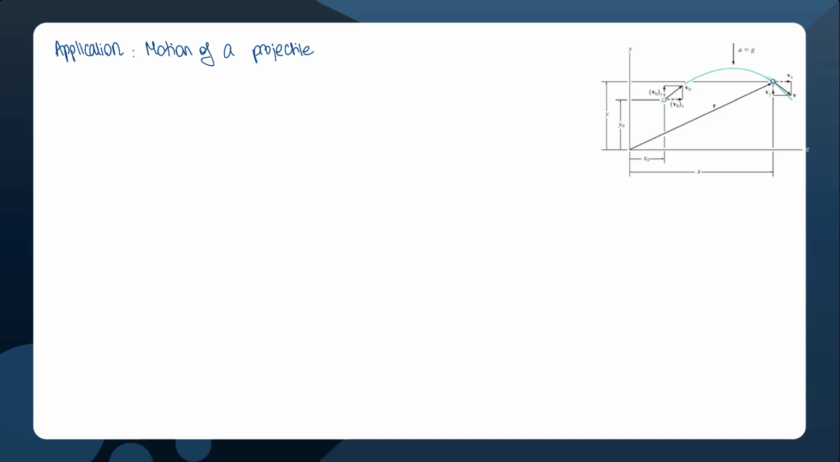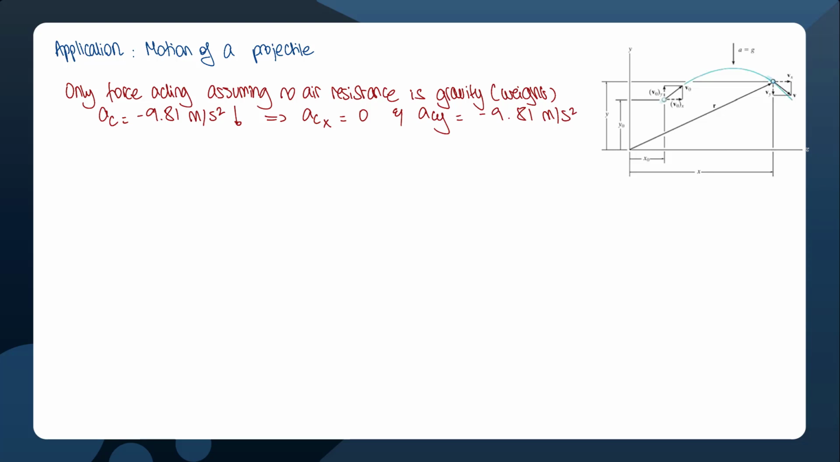In the motion of a projectile, the only force acting on an object, assuming no air resistance, is gravity, or the weight of the object itself. So you can imagine holding a ball and just letting it go. As it falls onto the ground, it is only subject to gravity, or to the weight of the ball itself. And so here we're talking about the motion of a projectile. This also applies whenever you're holding an object in your hand and you just throw it away, then it will follow the motion of a projectile as it is only subject to gravity or its own weight.